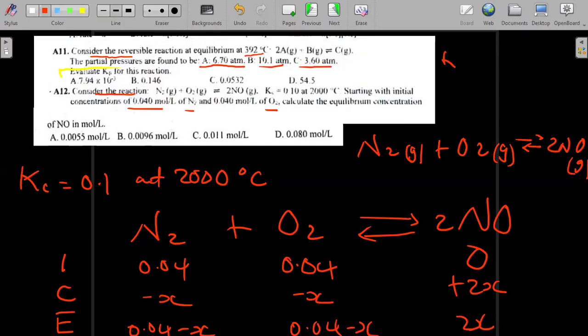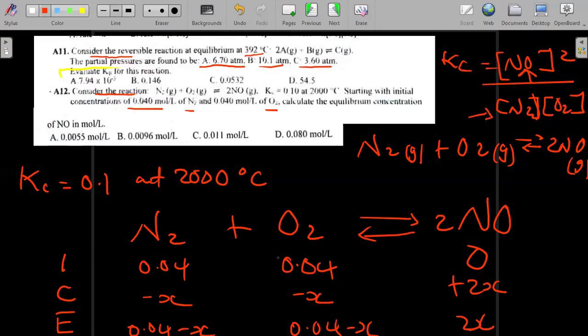So we have to know that the Kc is equal to the concentration of the product. In this case, the concentration of the product is just NO, to the power 2, divided by the concentration of the reactants, which is the concentration of nitrogen gas multiplied by the concentration of oxygen gas. So we replace these concentrations with the concentrations at equilibrium, which are just these two, 0.04 minus X, like that.